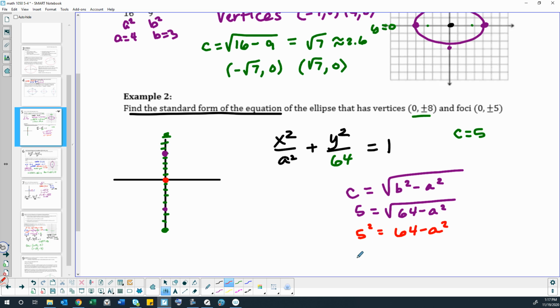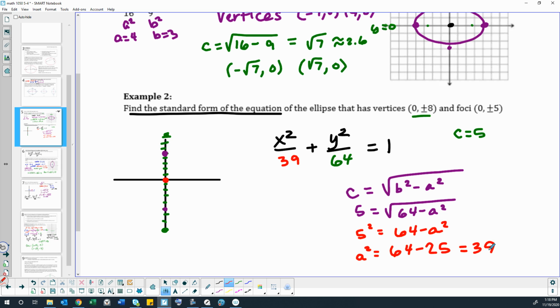Now, I want this a to be positive, so I'm going to move it over here, and then subtract my 5 squared over here, so it's 64 minus 25, which gives us 39. So a squared is 39, so that's the exact number that goes into our equation here, is 39.